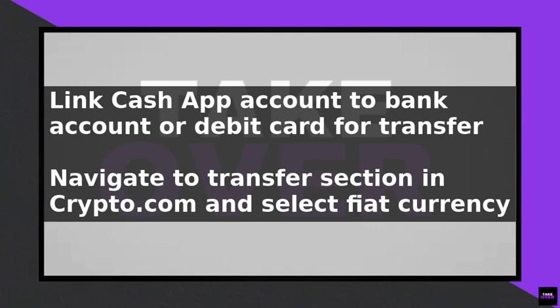Once the funds have been deposited into your bank account, you can transfer them to your Cash App account. To do this, log into your Cash App account, navigate to the banking section, and click on Add Cash. Select your bank account as the source and enter the amount you want to transfer. Follow the prompts to complete the transfer.